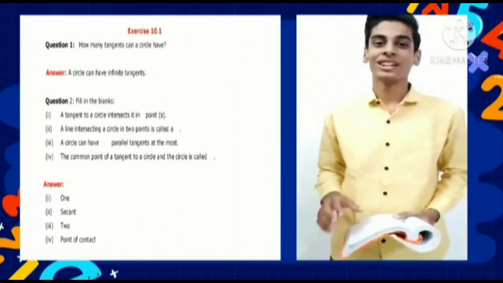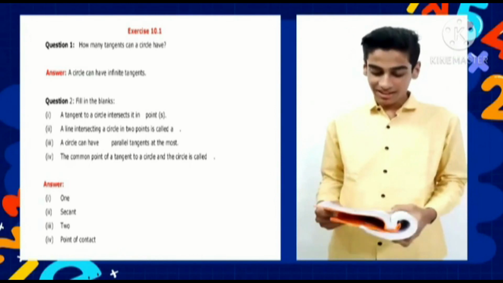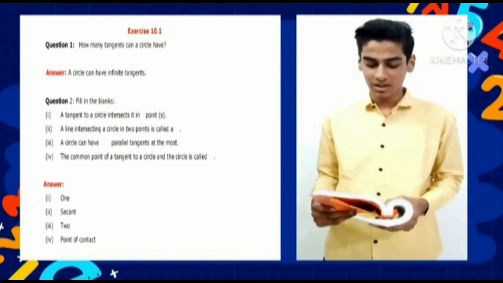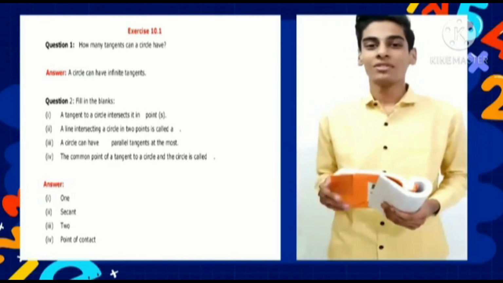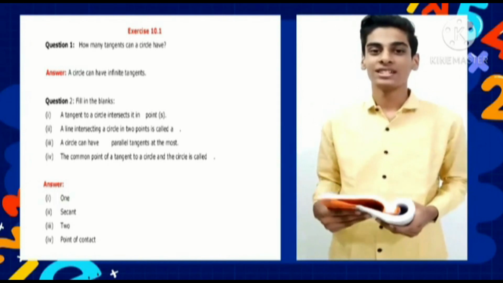I would like to tell you that it is the easiest exercise of the chapter. So exercise 10.1. Question number 1. How many tangents can a circle have? We all know that we can draw infinite lines from a point on a circle. So the answer is infinite tangents.